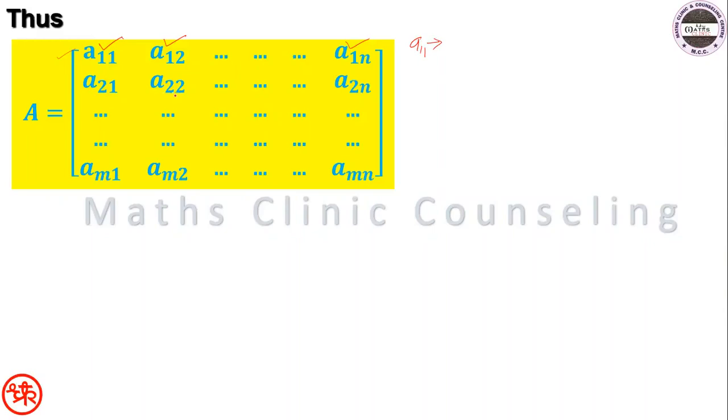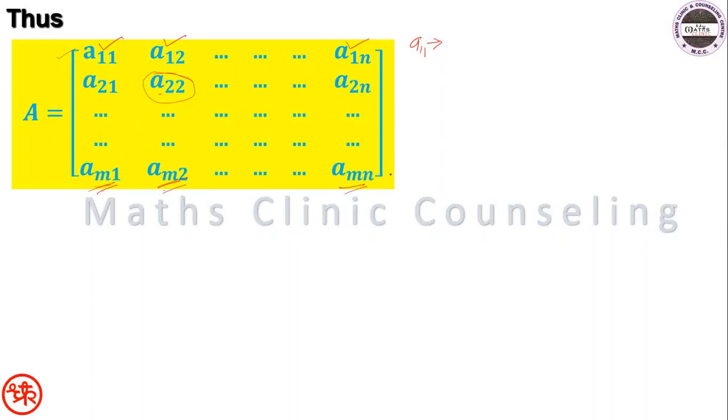Then A22, if you take it, what is its position? It is in the second row and second column. Is that clear? So in general, a matrix can be represented by these unknown notations. A11, A12, A13, A1n, A21, A22, A23, A2n. Am1 means it is mth row, first column; mth row, second column; mth row, nth column. Is that clear? So that is the matrix.